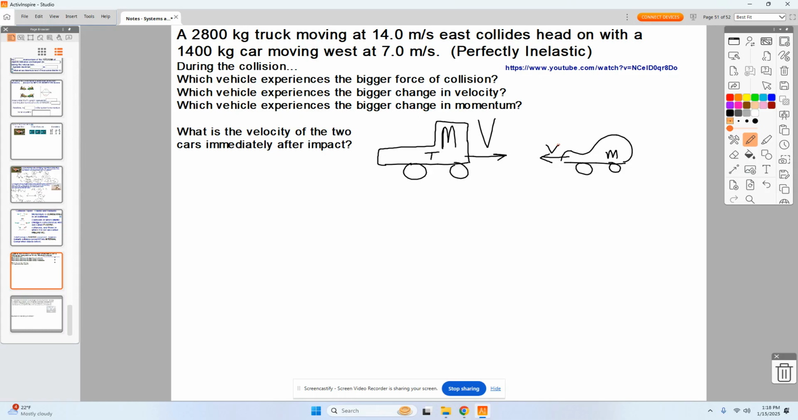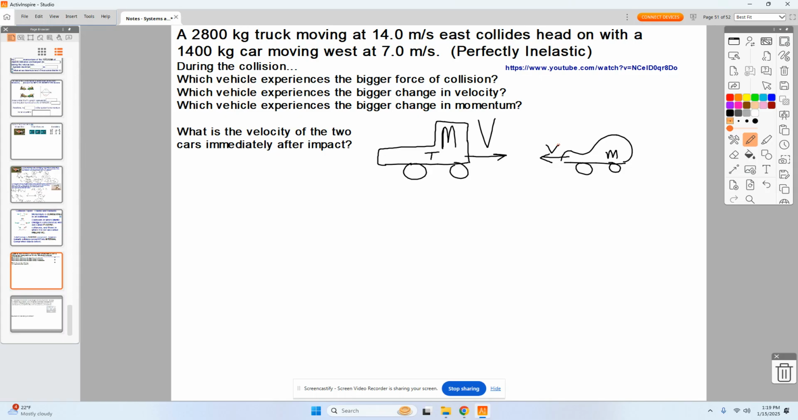Which one experiences the bigger change in velocity? During the collision, they're going to change their motion. Which one experiences the bigger change in their motion? Go ahead, try it. Well, do they stop necessarily? They don't necessarily. They're going to travel in the direction of whichever one has the bigger momentum. If they had equal momentum, they'd come to a stop. But are you guys in agreement here that the truck has a lot more momentum than the car?